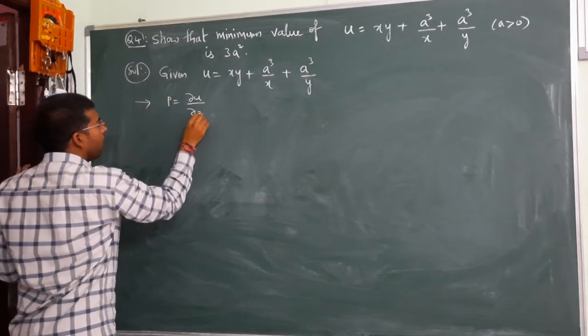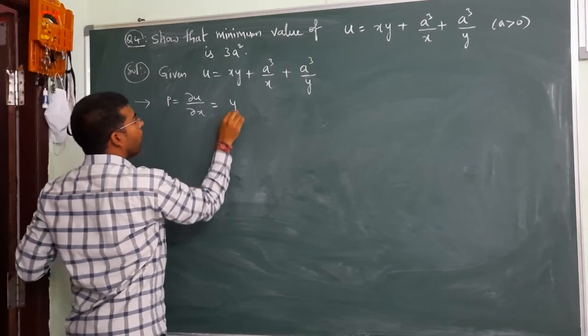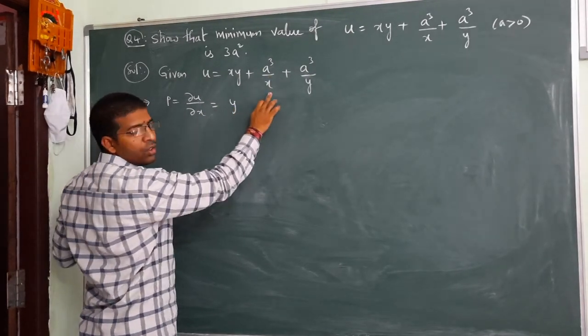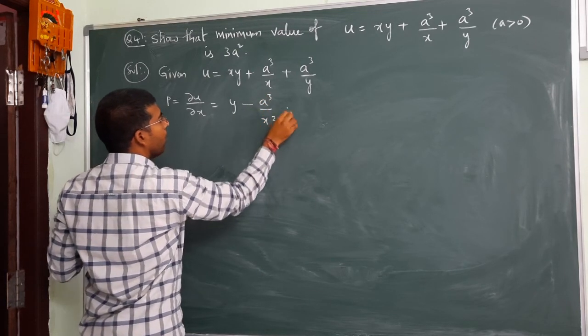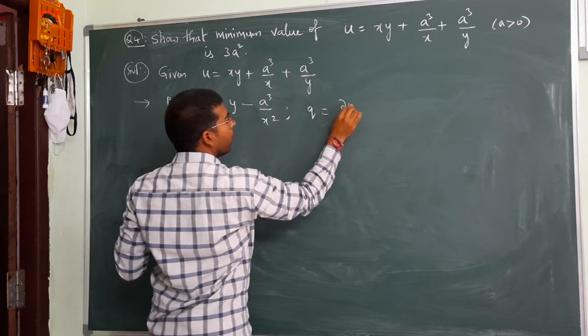So what is P? Dou u by dou x is equal to y. Here the derivative of 1 by x is what? Minus 1 by x square. That means minus a cube by x square. And what about the Q value? Dou u by dou y.